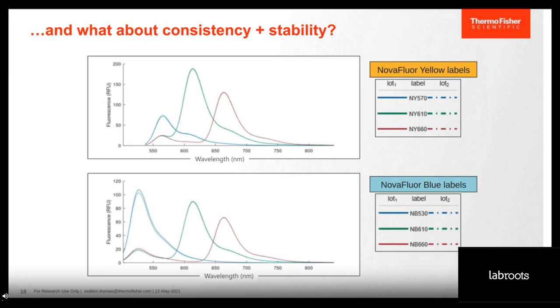I've talked about the separation of the blue and the yellow-green, but also remember it's important for these to be consistent and stable. What you can see here are 2 different lots of the NovaFluors. What's really interesting is that if you look at the graph for NovaFluor Blue 530, it almost looks like there's just one line. These are 2 different lots, and that shows how similar they are from manufacturing batch to manufacturing batch. And so they really are consistent and stable.